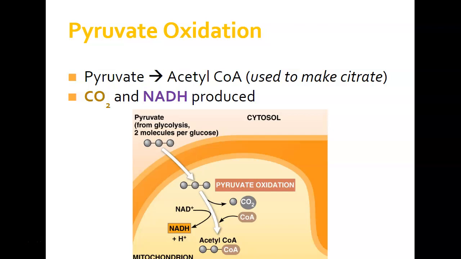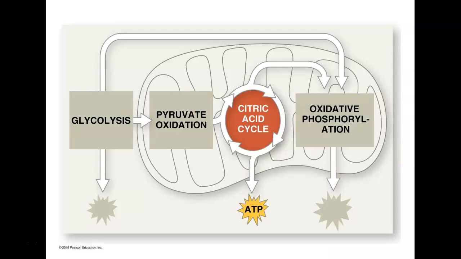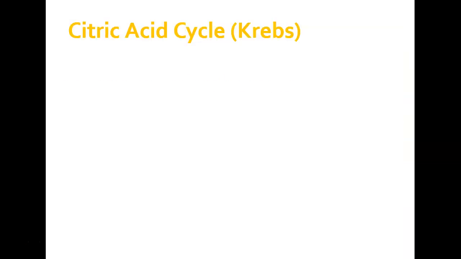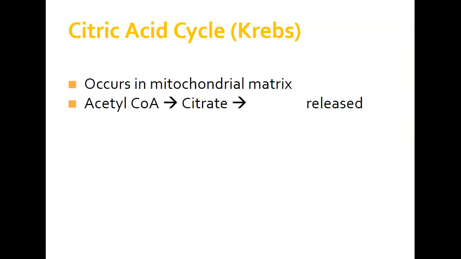Carbon dioxide is given off because we chop off a carbon to make this happen. And an NADH, in this case 2 of them, 1 for each pyruvate molecule, is made. Which brings us to the citric acid cycle. It occurs in the matrix, as I mentioned.